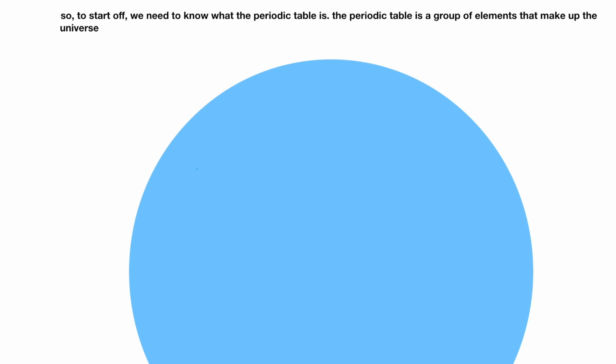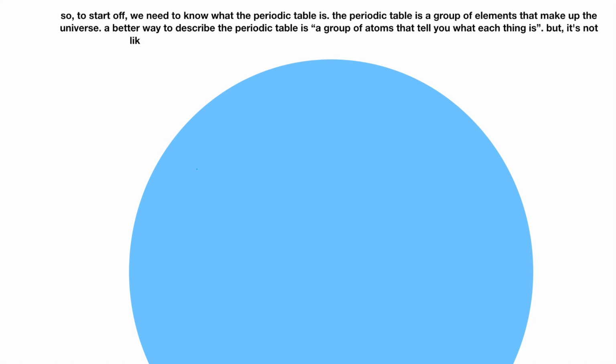You heard me. Anyway, so to start off, we need to know what a periodic table is. A periodic table is a group of elements that make up the universe. A better way to describe the periodic table is a group of elements that tell you what each thing is, but it's not really if you zoom in and you see atoms for each example. Here's a sort of accurate model scale.